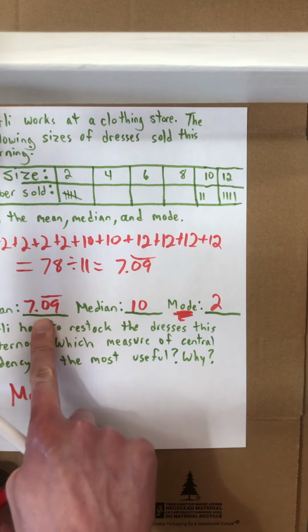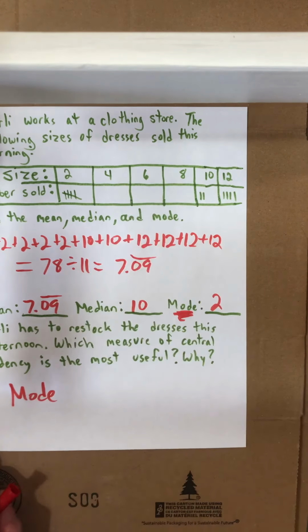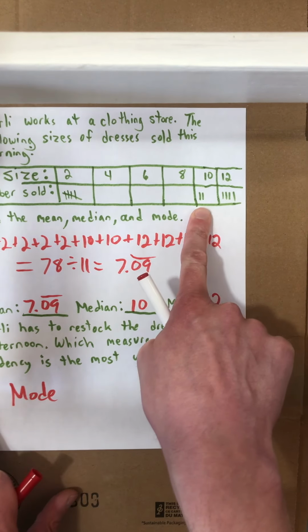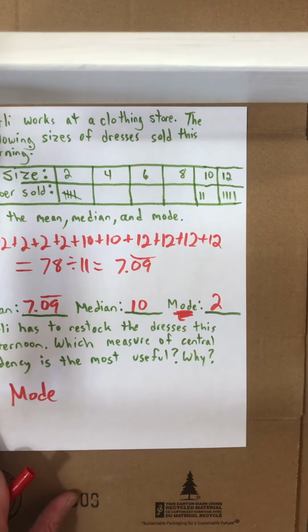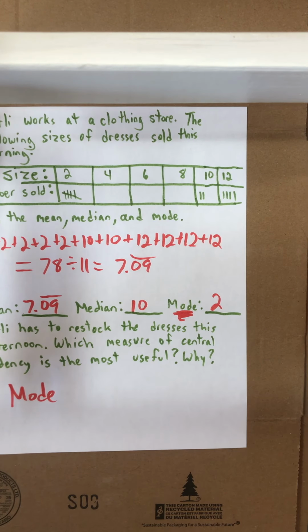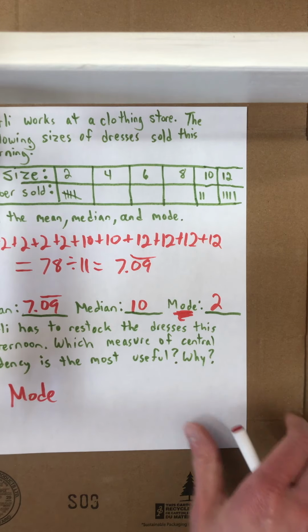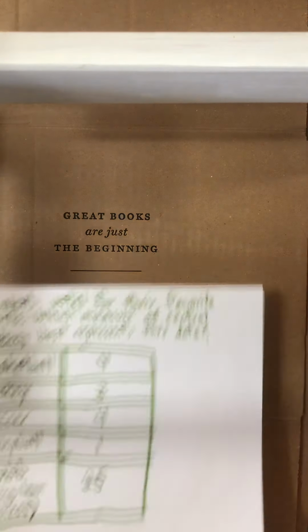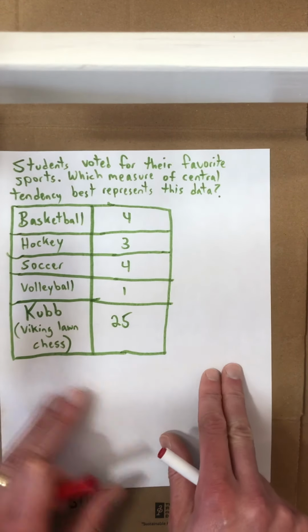The mean would not be useful at all. There's no dress size 7 in this particular store. And the median would put her towards, of all the dresses that have sold, this one that has sold the least. So really, in this case, the mode is the most useful one. So you can see how using different kinds of central tendency can make it so that you have to know which kind to use for the right situation. So we have to just think about these things logically.